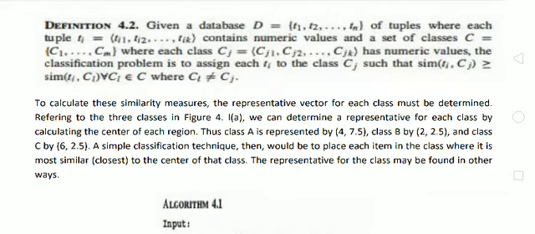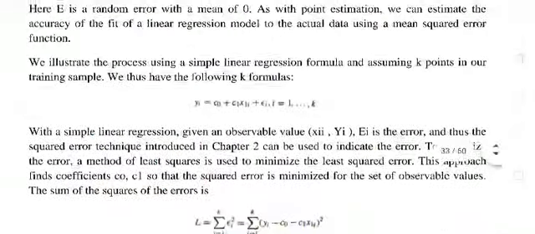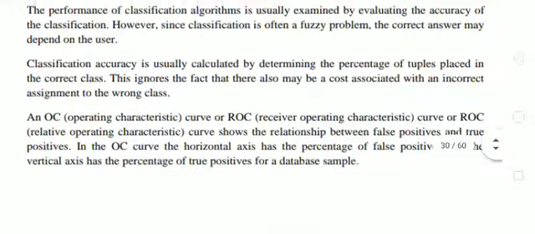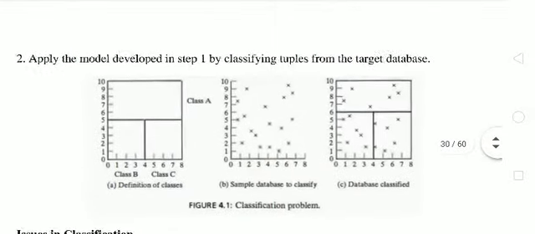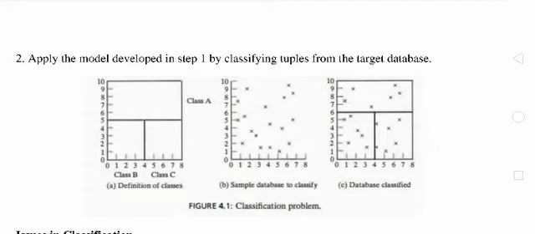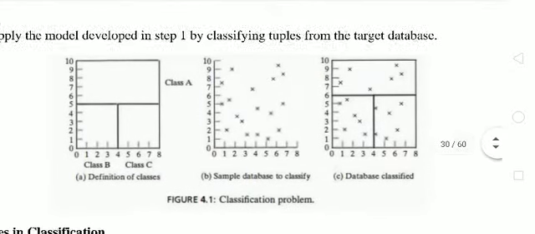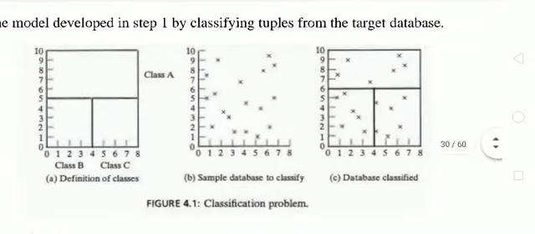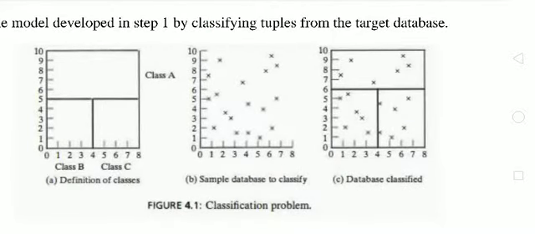We'll consider for this a figure which we already discussed in the last lecture. We'll consider the above figure. Let us consider this figure. We'll use this figure for the similarity measure. As we discussed, we have three different diagrams. The first diagram is the definition of the classes. The second one is the sample database to classify, and the third one is the database which is classified.